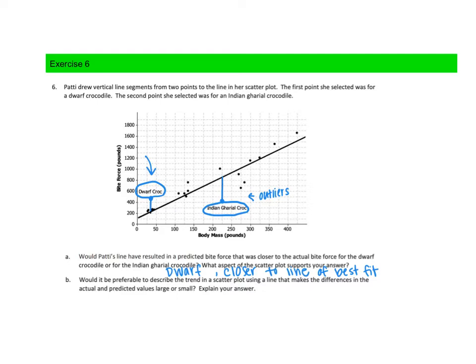Okay, and then it says, would it be preferable to describe the trend using a line that makes the differences in the actual and predicted values large or small? We want our actual values and our predicted values to be close together, right? We want them to be pretty similar, so we don't want them to have much difference at all. We want them to have small differences. We want our line and our dots to be as close together as possible, and for most of these they are. All right, let's continue on.